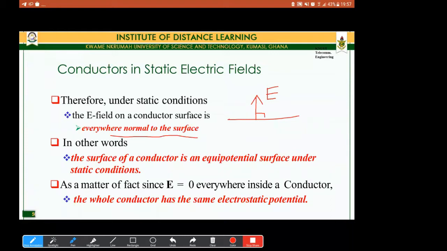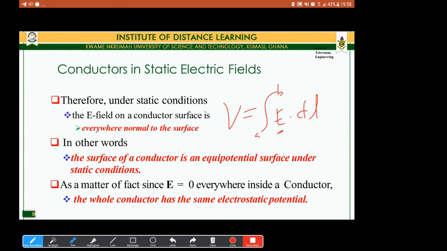In other words, the surface of a conductor is an equipotential surface under static condition. Equipotential surface means that the potential at any point on the conductor is the same. How is that the case? Because if you remember, what is the expression for the potential? The potential V is given by, let's say, the integral from A to B of E dot dl, where E is the electric field.